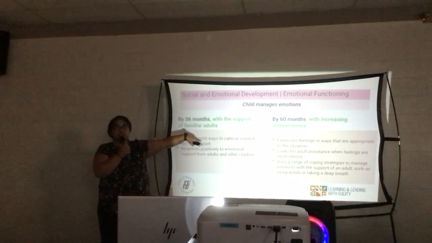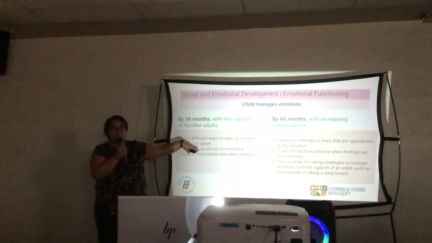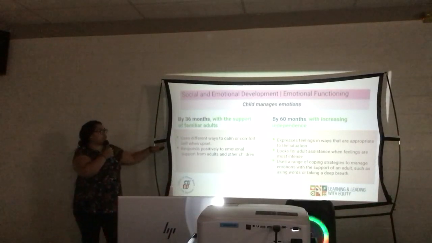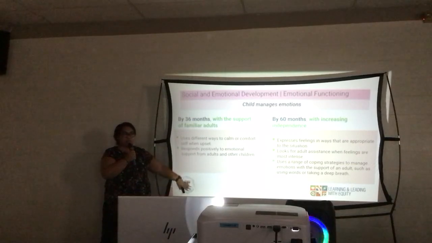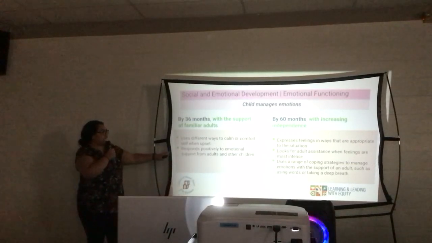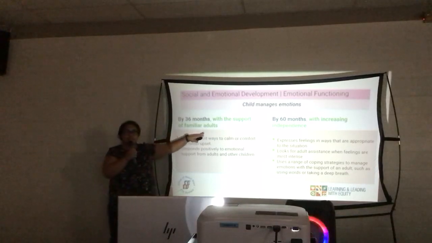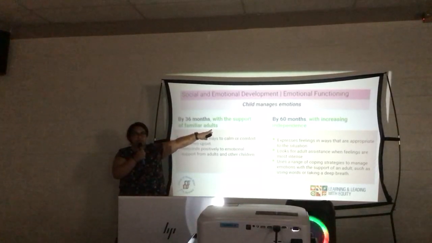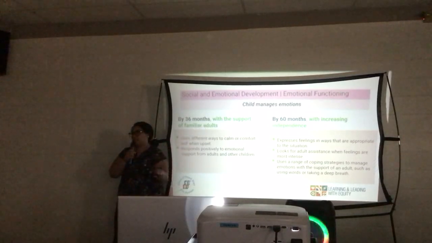Specifically, we're talking about how children manage their emotions. This is just an example. What we're looking at is a child at 36 months. The expectation for managing their emotions is that by 36 months, and you'll see this in the Early Learning Outcomes Framework, there's also a little sentence that comes along with it. It says, with the support of familiar adults.